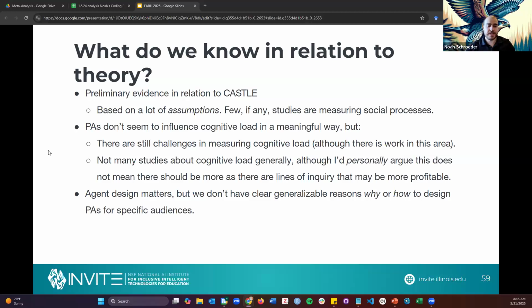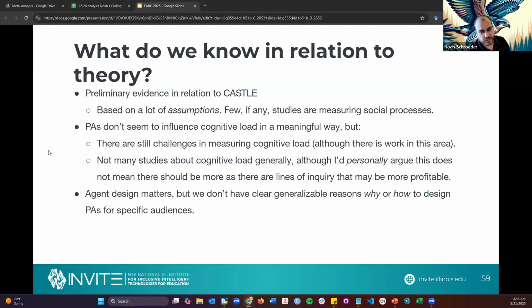And if you remember that theory, we have social cues activate social schemata, which then lead to social processes, right? Nobody's actually measuring that. We're making really big assumptions. We are saying that if we have an agent and people learned, it has to be because of this, but we aren't measuring this. And that is a very, very big gap. We need to be measuring those things to know if that's actually why we're seeing these results.